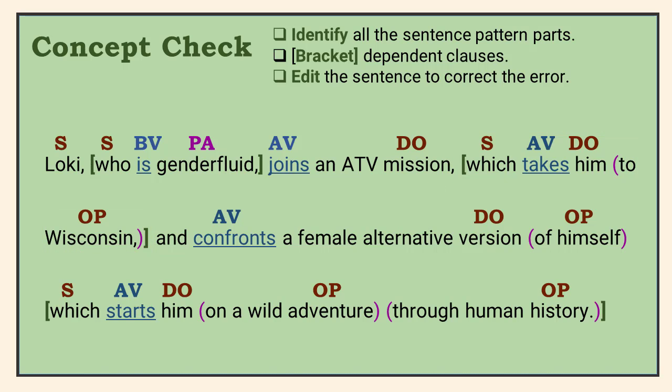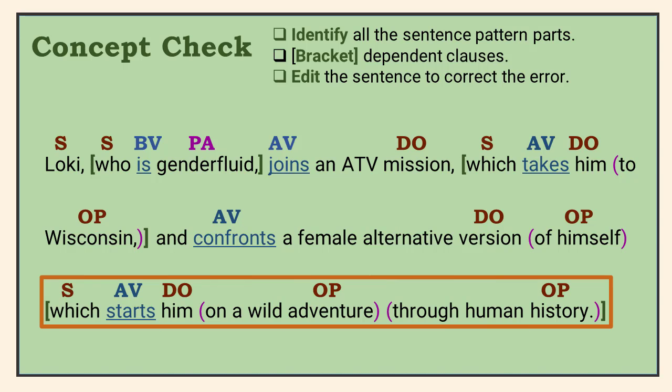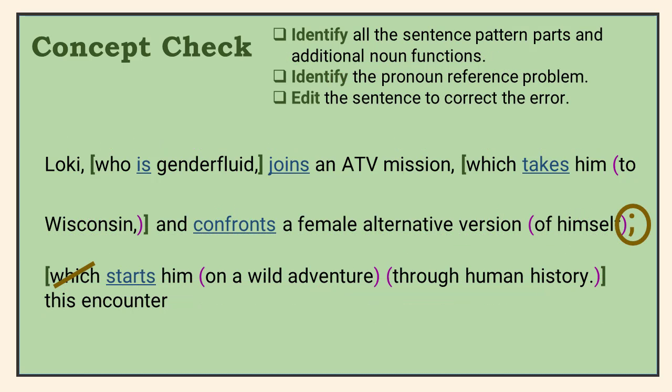The sentence ends with the problematic relative clause. As it is written, which is the subject, starts is the action verb, and him is the direct object. The pronoun in front of which is himself. In this case, a reflexive pronoun functioning as the object of an adjectival prepositional phrase. Which starts him on a wild adventure through human history does not describe himself, so there's a pronoun reference problem. One way to revise the sentence is shown here. Break up the sentence with a semicolon and replace the pronoun with a noun, this encounter, for the verb starts.